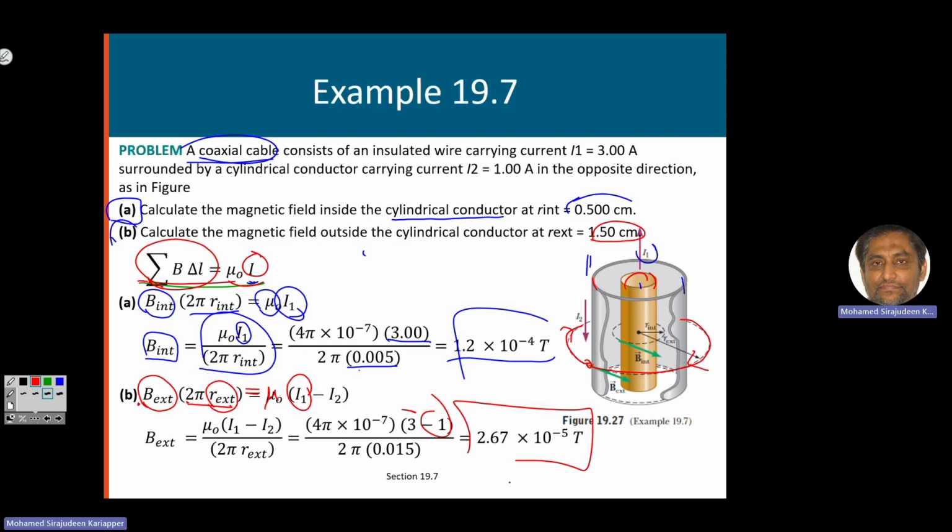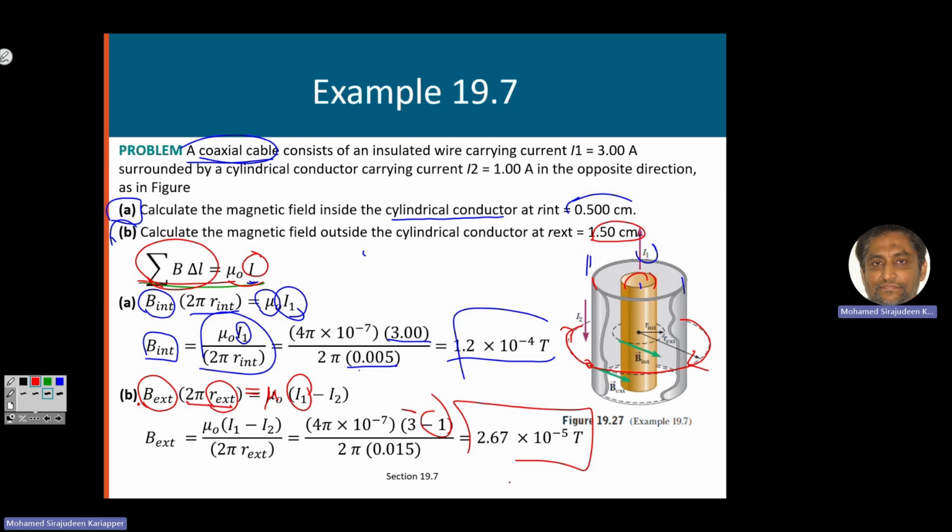If you decided to go clockwise, down will be positive and up will be negative. Don't change now, okay? So you decide. Anything down will be positive, anything up will be negative.